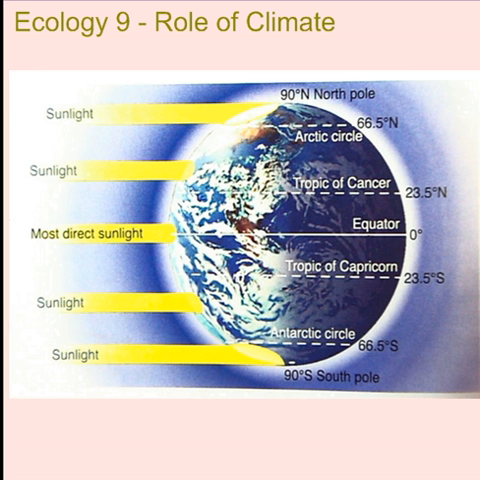What this does is creates zones of different temperatures. We would have polar zones at the north and south poles. Temperate would be in these latitudes. And of course, tropical in these latitudes.